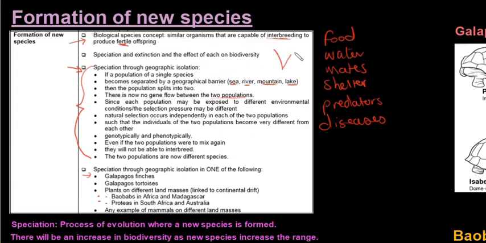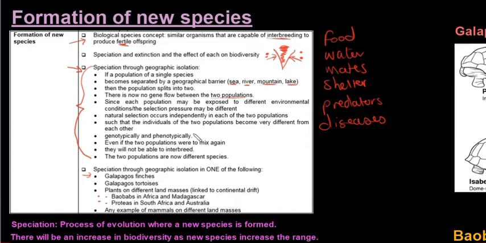As the population has now split because of the geographic barrier, natural selection will occur in this one, and natural selection will occur in this population. But the selection pressures here are much different than the ones here. Here they might have a lack of food and water, and over here there might be severe predation, so predators trying to catch them. So these individuals of the two populations become very different from each other, genotypically and phenotypically, so they will start to look different, and their genetics will be completely different.